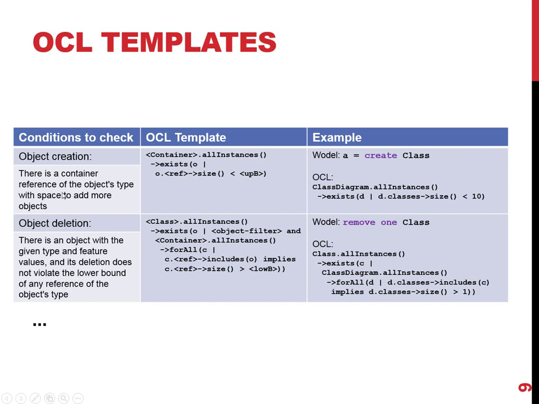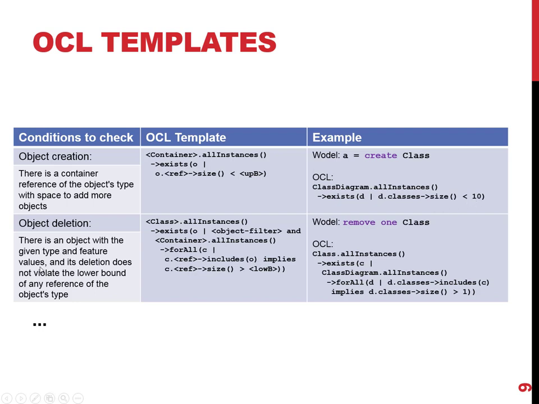In the case of the object creation primitive, it is demanded that at least one container reference of the object's type has enough space to store the new object. The derived OCL constraint for the mutation operator create class for this UML class diagram metamodel example checks that there exists at least one class diagram object which has its classes reference with enough space to store the new object. That in this case means that its contained classes are fewer than its upper bound, that in this case is 10.